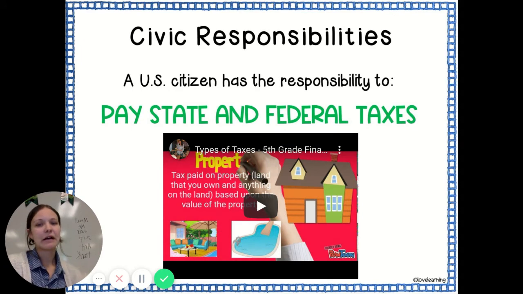Next, we have a U.S. citizen has the responsibility to pay state and federal taxes. This is super important because our state and federal taxes are what allow us to come to public school. When you live in a city, like if you live in Williamston, you pay taxes to the city of Williamston and to the state of Michigan.